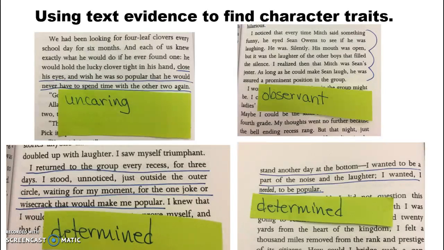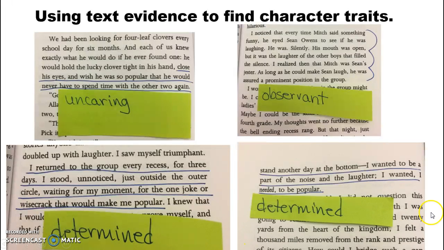Here's another piece of evidence that I found from our mentor text. Right here, that's bottom left. "I returned to the group every recess for 3 days. I stood, unnoticed, just outside the outer circle, waiting for my moment, for the one joke or wisecrack that would make me popular." So when I see that, I think, wow, that is really determined. He is very determined. 3 days, he stood there on the outskirts of that circle, just outside the circle, waiting for a chance to get in. That shows that he's determined.